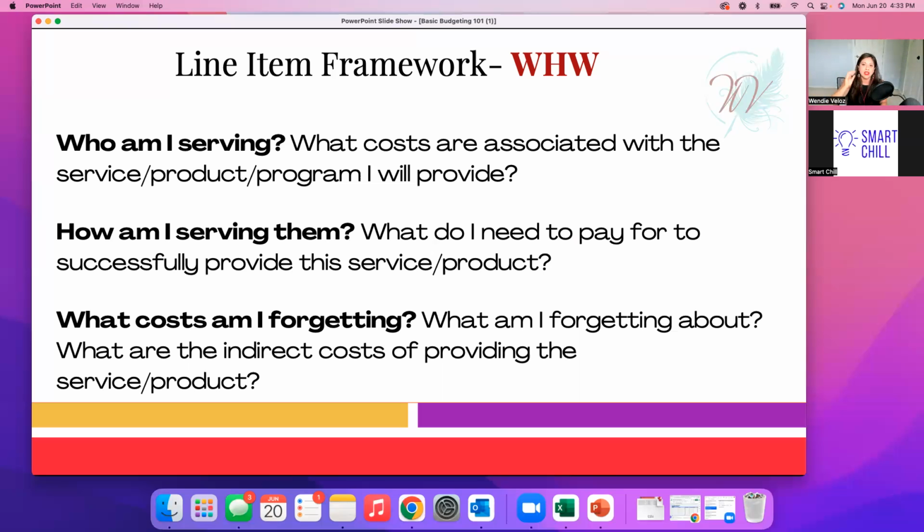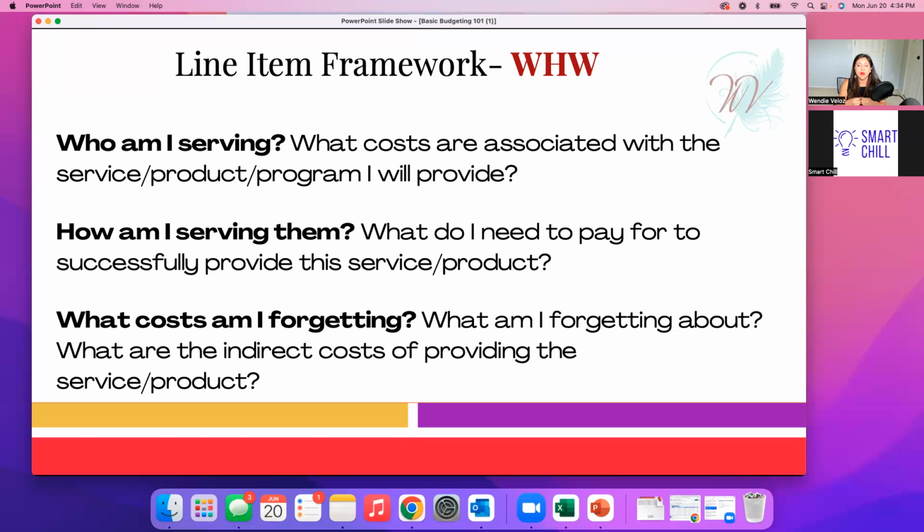So who am I serving is about what costs are associated with the service, product, or program that I'm providing. And that could be, who am I actually reaching out to, and how much is it going to cost me to reach out to them, right? Or who am I trying to provide this service to, and what are their needs? And in order to better serve them, what do I need to do as an organization, right? So really understanding who I am serving, and digging into that, and how you're going to serve them is important.